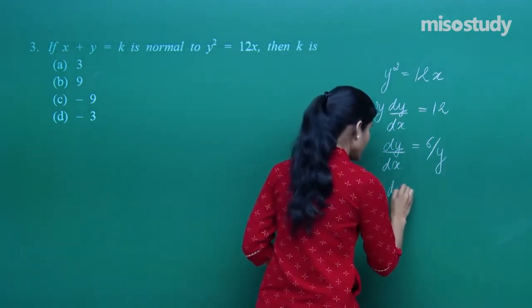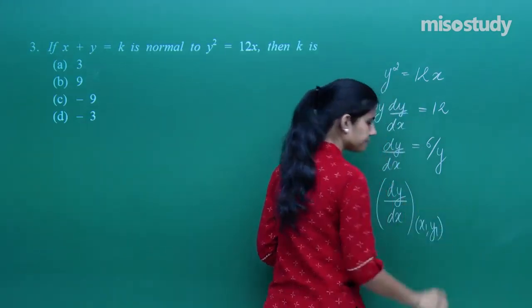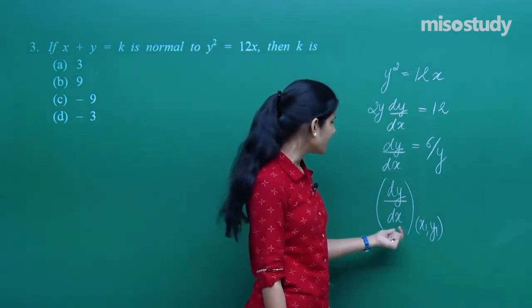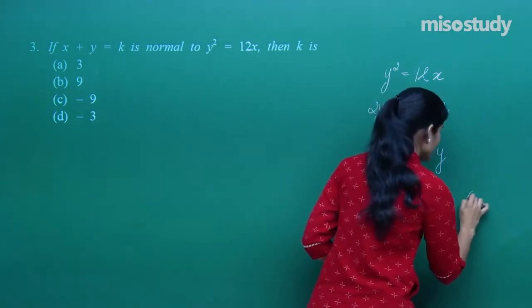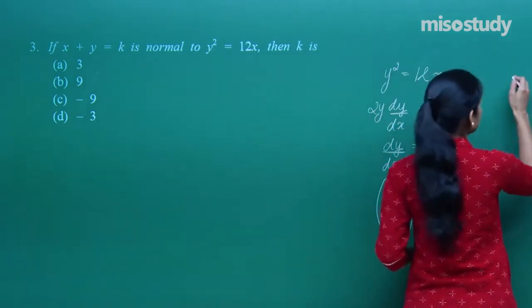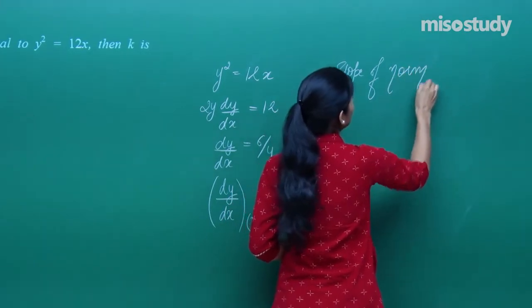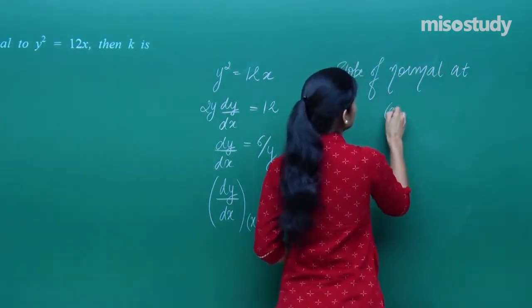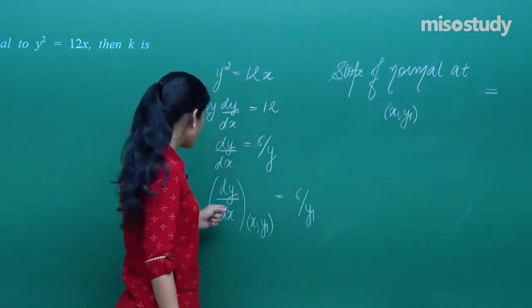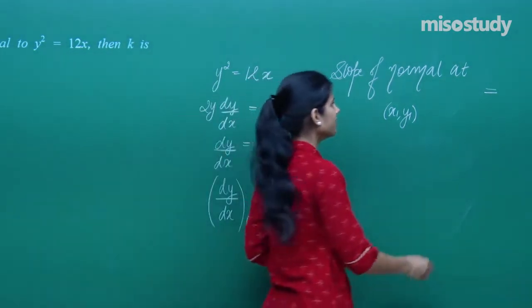What is dy by dx at the point x1, y1? This is the slope of the tangent to this curve y squared equals 12x at the point x1 comma y1, and that is equal to 6 by y1. If this is the slope of the tangent to the curve at x1, y1, clearly the slope of the normal to the same curve at the point x1, y1 is equal to the negative reciprocal of the slope of the tangent to the curve at that point. Negative reciprocal of it means minus y1 by 6.